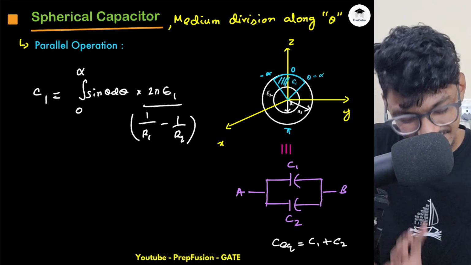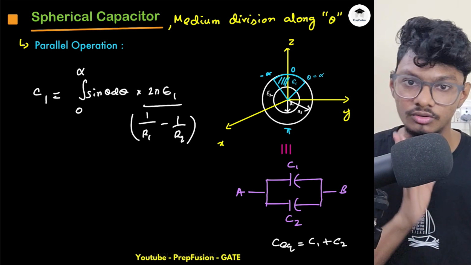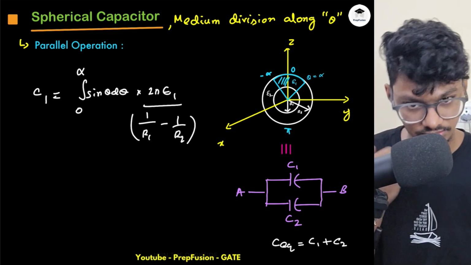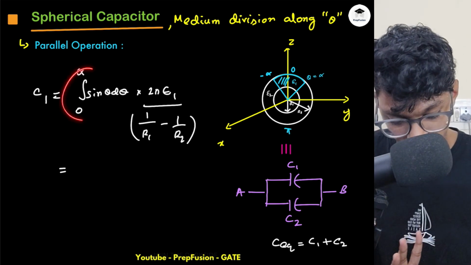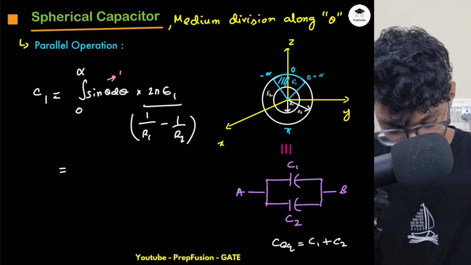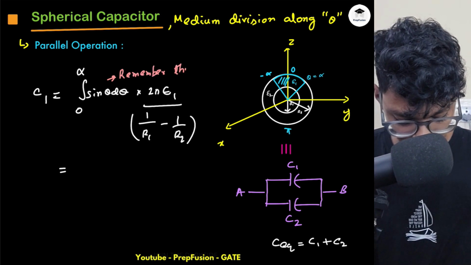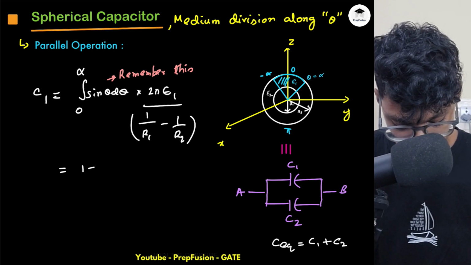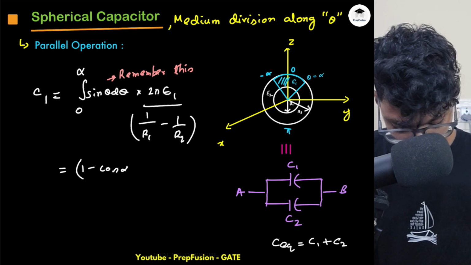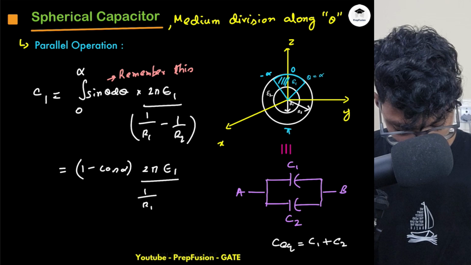These questions most probably won't get asked, but if they get asked, you have to answer, and this is the way I can simplify the difficult things. This expression comes out very weird. No need to remember the expression, just remember this. So this will be 1 minus cos alpha into 2 pi epsilon divided by 1 by r1 minus 1 by r2.